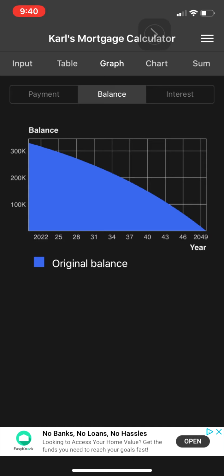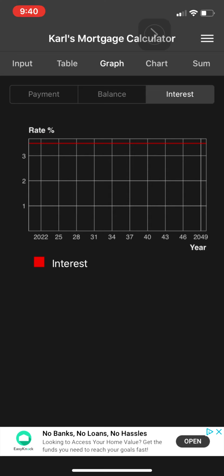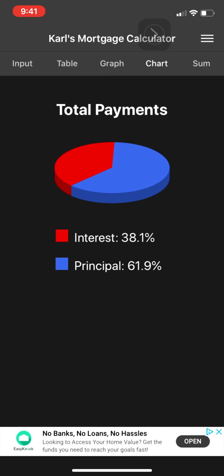The original balance is like so high, 2049 until you pay off. And the interest is like, I only see the interest. The chart shows you a nice little chart. It shows you're paying more in principal, but it's over a long period of time. The interest, they hurry up and snatch that interest up.